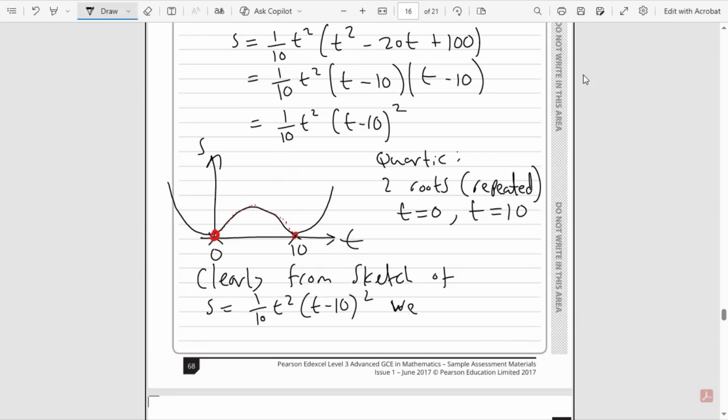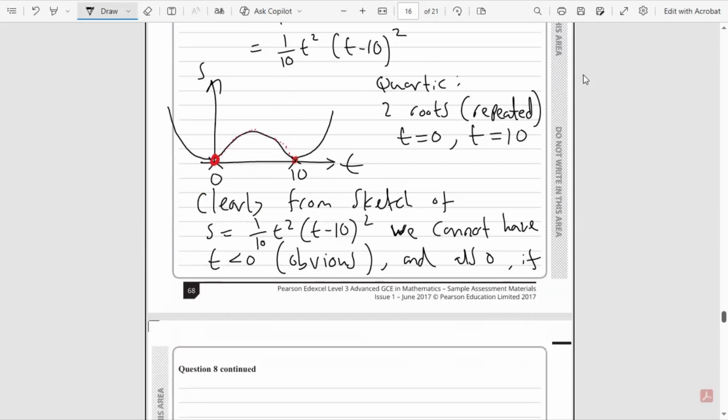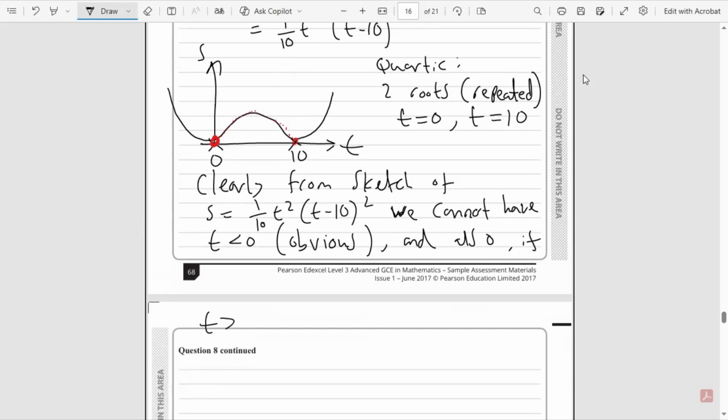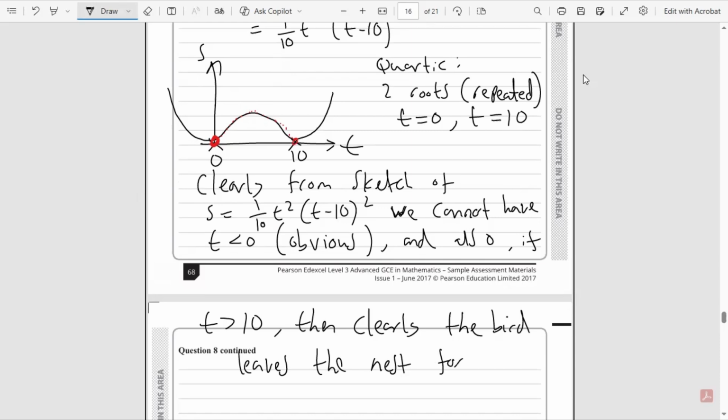Well, let's just start by saying that we cannot have negative times. We cannot have t less than 0. That's obvious. You can't have negative time in these mechanics questions. And also, if t is greater than 10, let's write this down here. If t is bigger than 10, then clearly the bird leaves the nest for a second time.